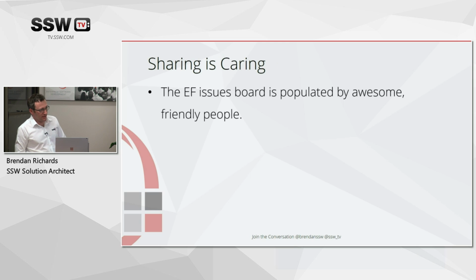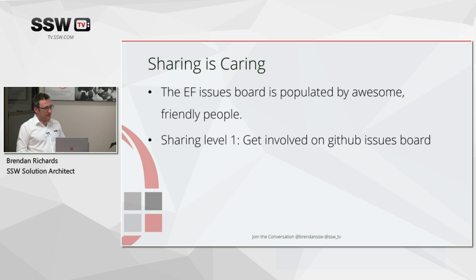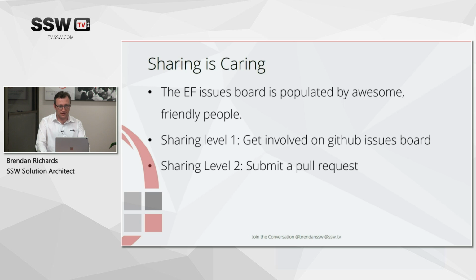What I found with dealing with Entity Framework is the issues board and associated Stack Overflow stuff is populated by great people. So get on there and see what they have to say. Discuss stuff with them. So level 1, get involved on GitHub and actually post the problems you find. Level 2, submit a pull request. I plan to do it with my little change there. Get a pull request in there and help make the thing better. It's there, it's in the open, you can help.